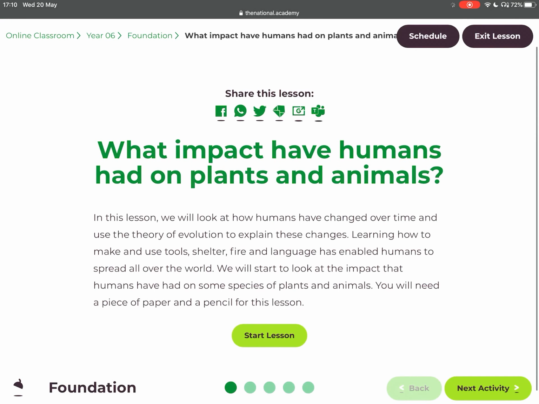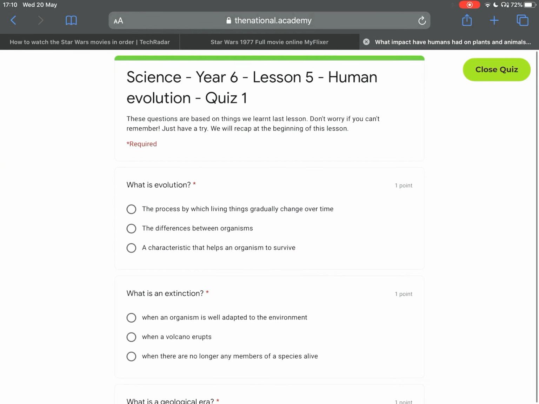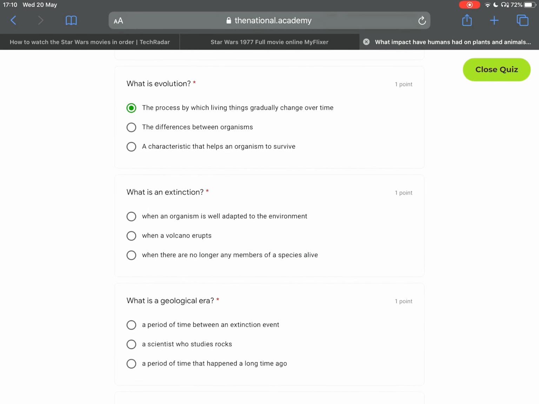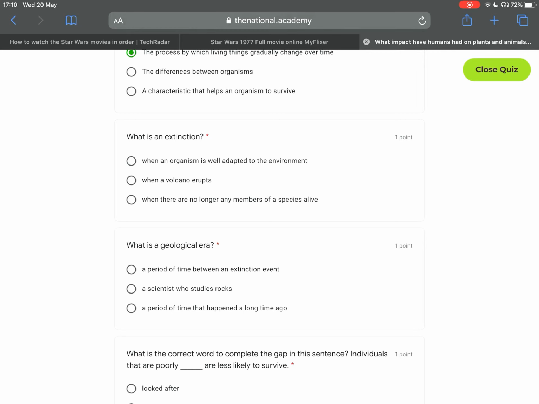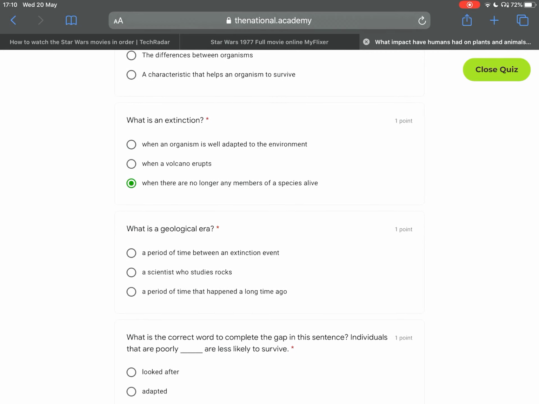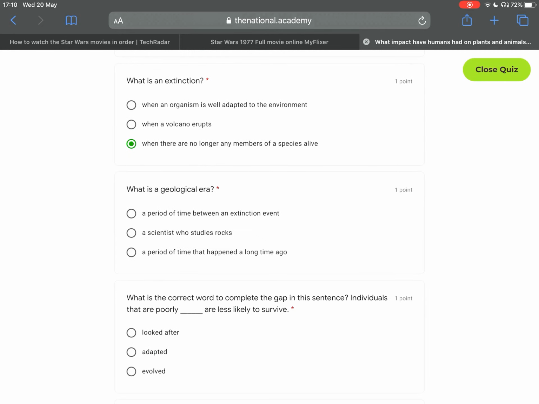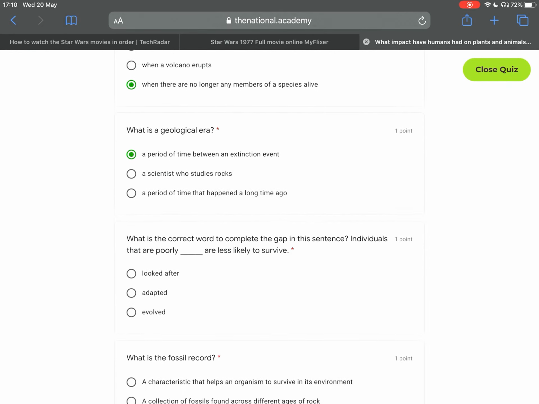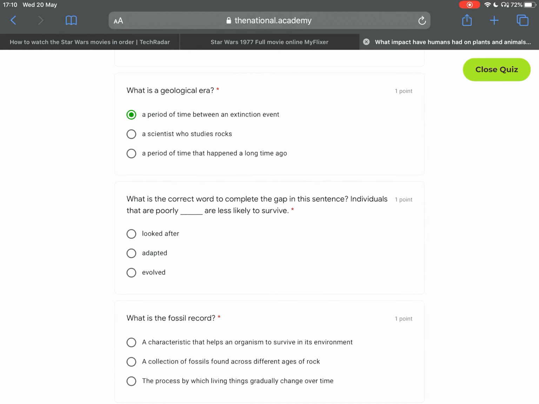So first you have your introductory quiz here. What is evolution? It's the process by which living things gradually change over time. What is an extinction? It's when there are no longer any members of a species alive. What is a geological era? It's a period of time between an extinction event. What is the correct word to complete the gap in this sentence?